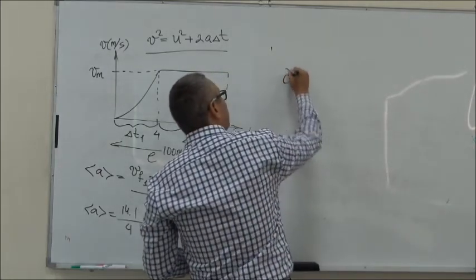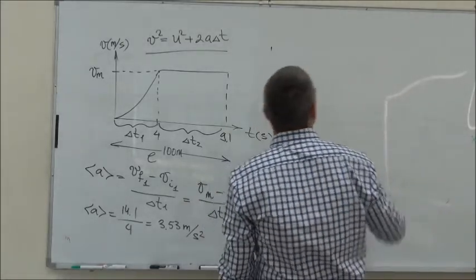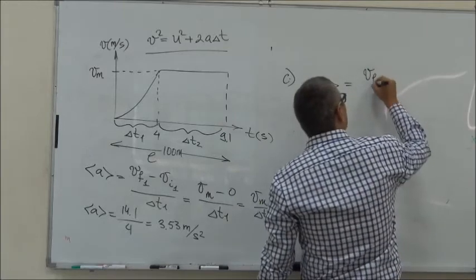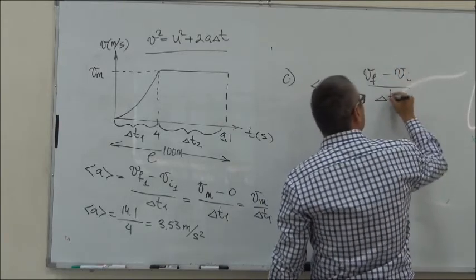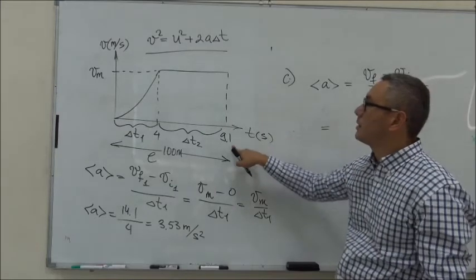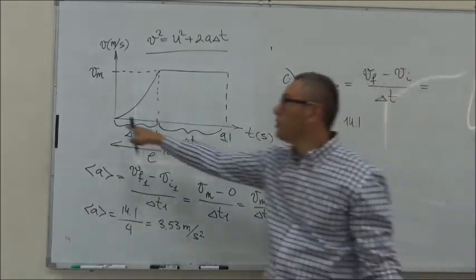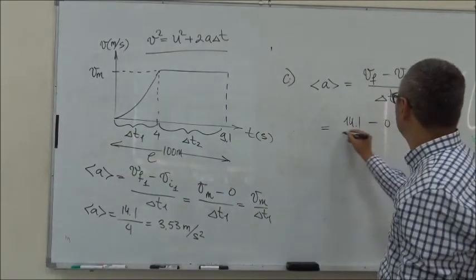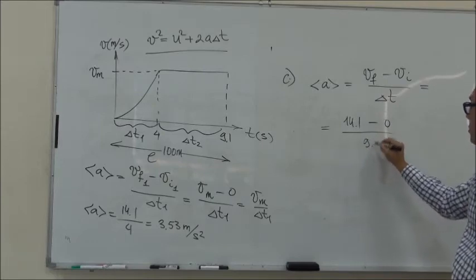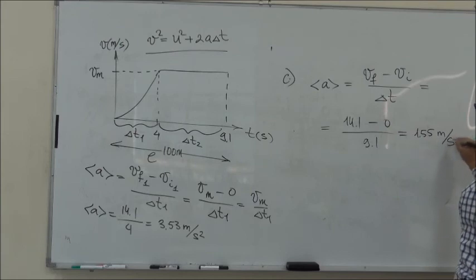So in part C, we need to find the average acceleration over the entire race, which is 9.1 seconds. And we use exactly the same equation. Average a equals v final minus v initial over the total delta t. V final is the velocity at 9.1 seconds, which is Vm, so that's 14.1, minus initial, and we start from 0, so minus 0, over delta t, but in this case the delta t is the entire period of the race, which is 9.1 seconds. And this gives you 1.55 meters per second squared.